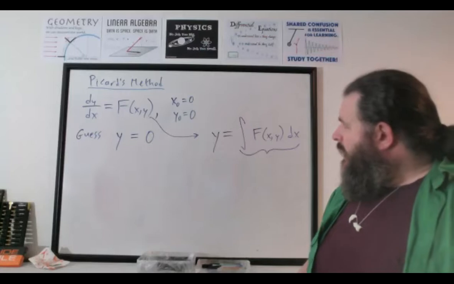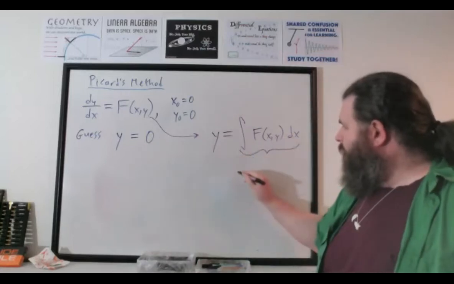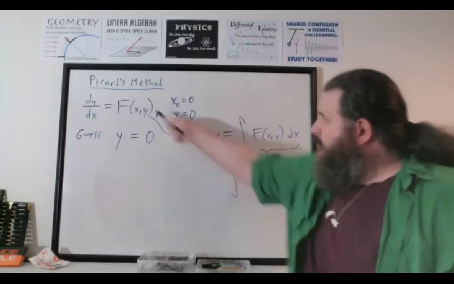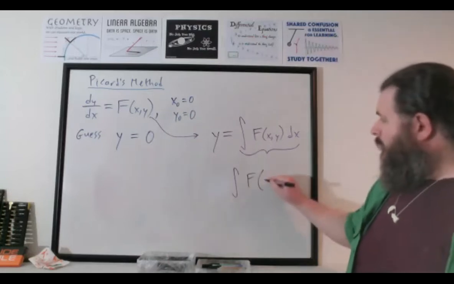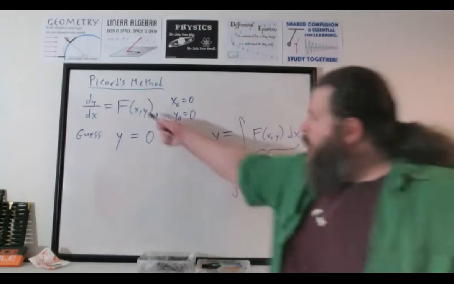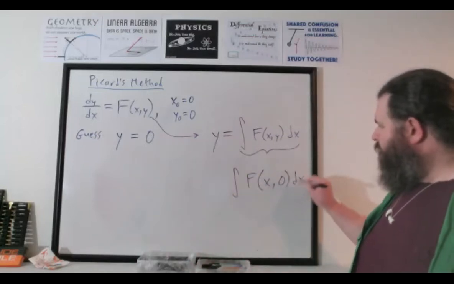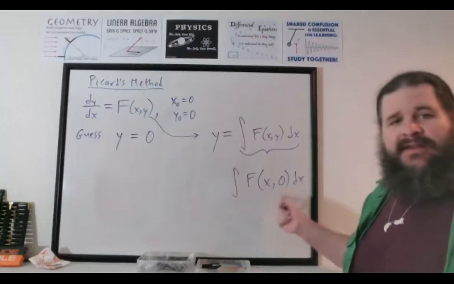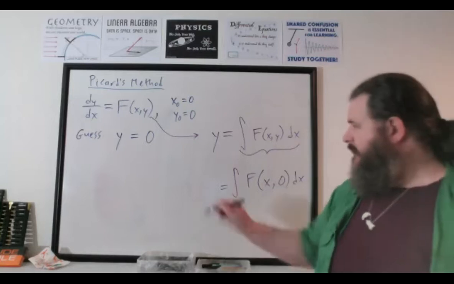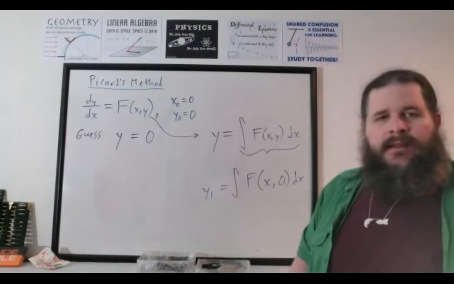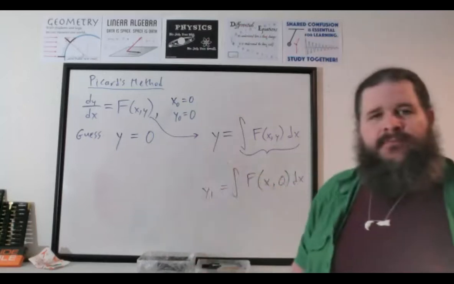So we're going to take our original guess, 0, plug it in here. So we'll take whatever this function is. And the capital F here just means the other side of the differential equation, basically. But instead of writing in y as some arbitrary variable, we're going to replace y with 0. That gets us a function of just x that we can integrate. And that gives us a new, more complicated function for y. Let's call that y1.